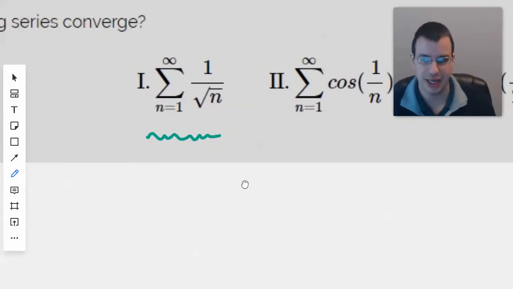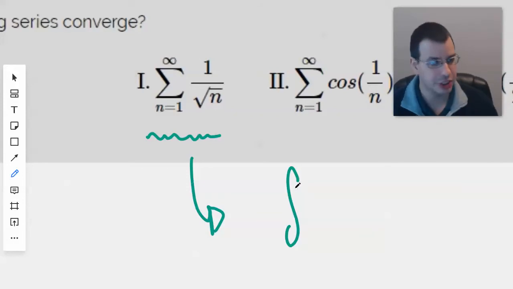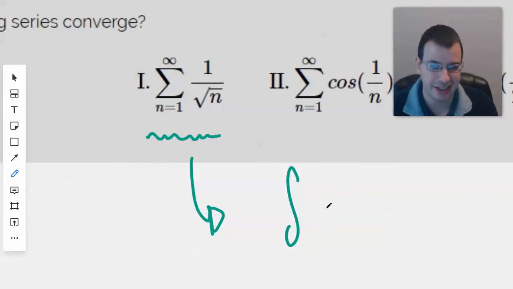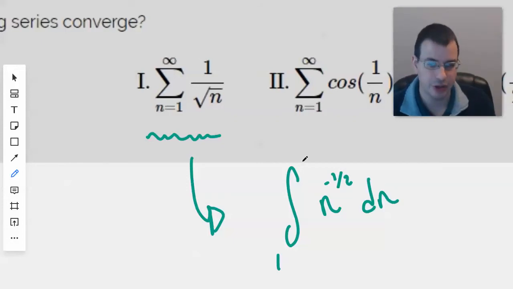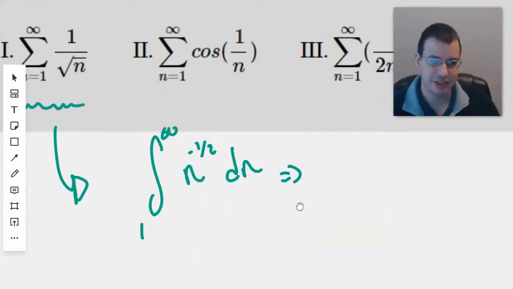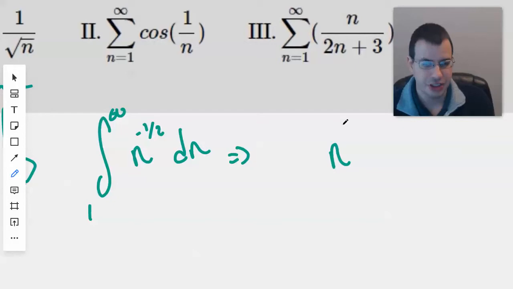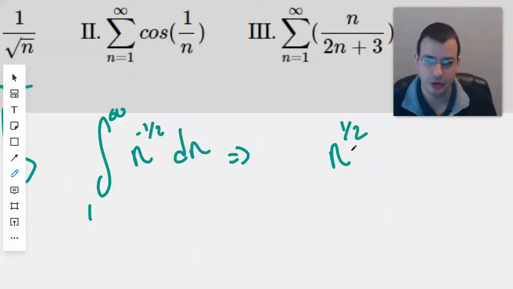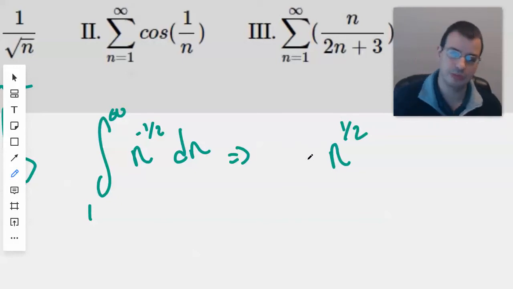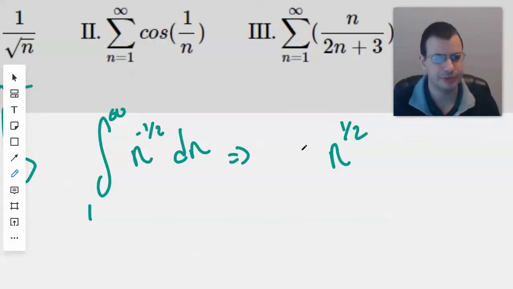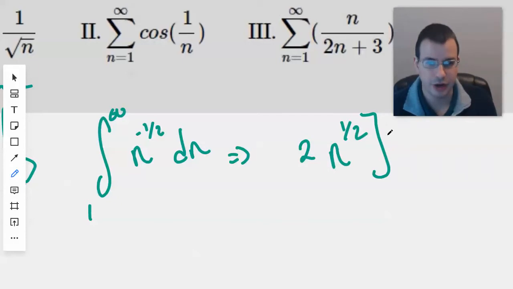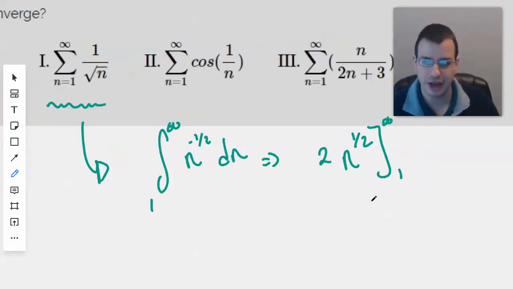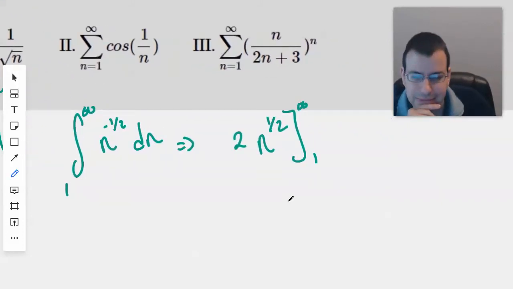A more formal, slightly longer method to see why this is true is the integral test. The integral test works with 1 over n as well, the harmonic series. But for this, we'd say 1 over square root of n is the same as n to the negative 1/2 dn from 1 to infinity. I know I could have used x, but that's okay. It's good to have a change of variables from time to time. When you take the integral of this, you add 1, so it'll be 1/2, and then multiply by the reciprocal, which is 2. And this will go from 1 to infinity. It feels like there should be a negative in there somewhere. Nah, probably not.